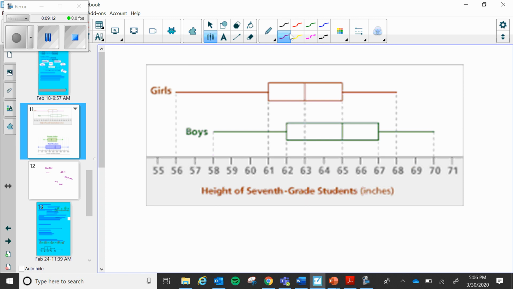So, dealing with box and whisker plots. This is our box and whisker plot. This is also a box and whisker plot.